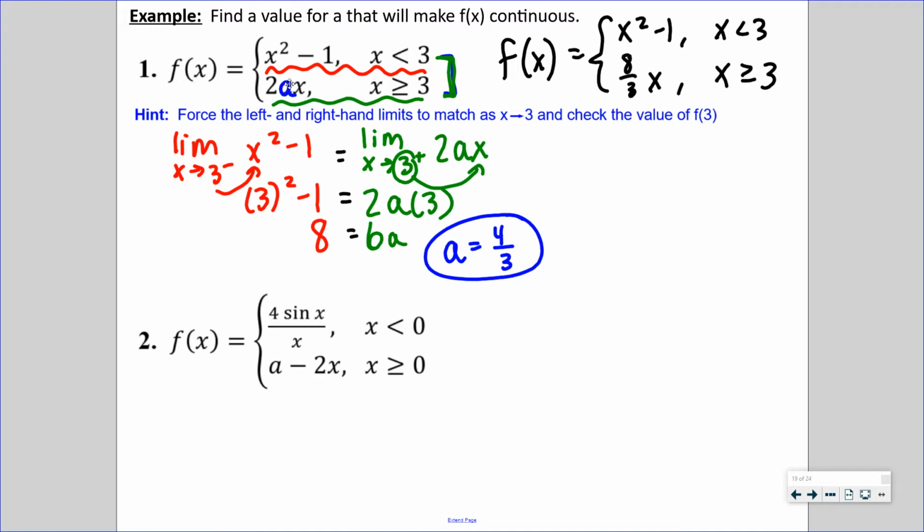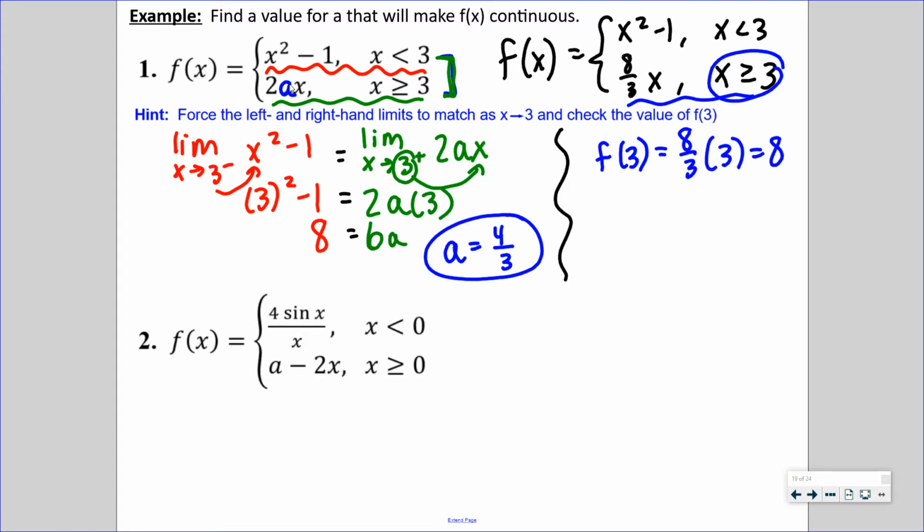And then just to double check, you could always figure out, when I plug in 3, do I still get 8? Because that's one of our pieces of continuity: whatever our limit is has to be what the output is as well. So if I want to find f of 3, I would use this piece because that's when x is equal to 3. And we get 8, and that's what our limit was approaching. If you plug it back in here, you'd get 8. So the left hand, right hand are the same, and so is the output. So you just made that continuous.